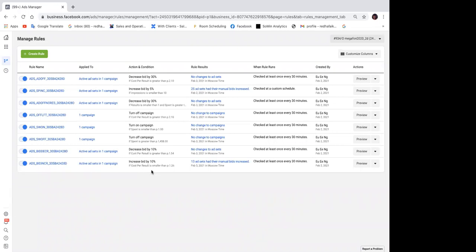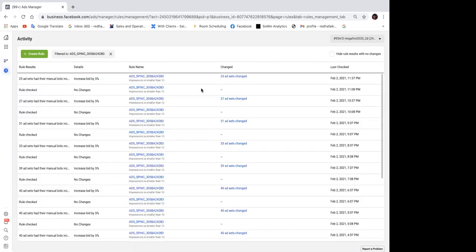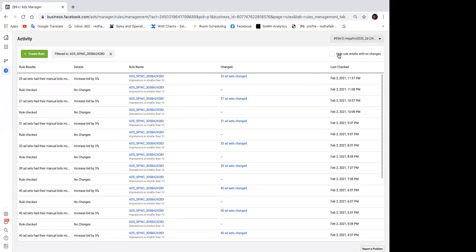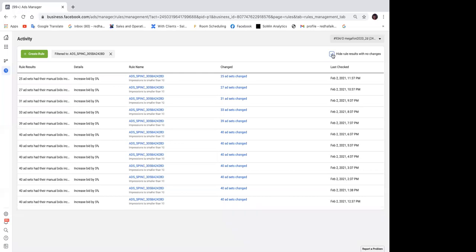If you click into, wait, you need to click on 25 ad sets. Can you click on 25 ad sets, this one? This is the whole list of the changes that have been made. If you click on hide rule results with no changes, on the right, sorry, where? Hide rule results with no change. Okay. So this is the list of things that have happened.